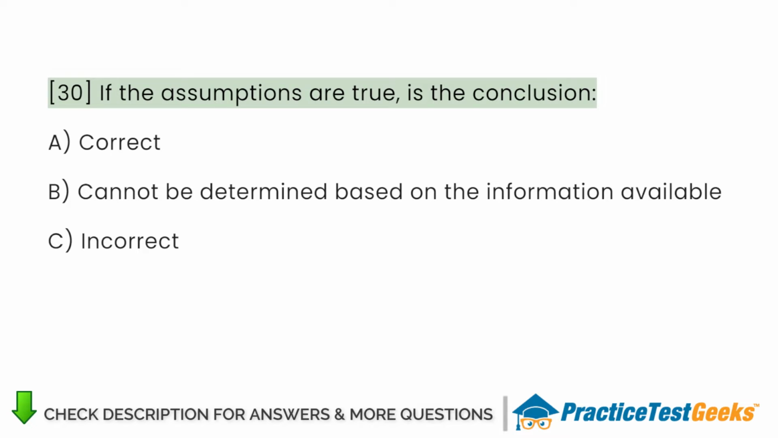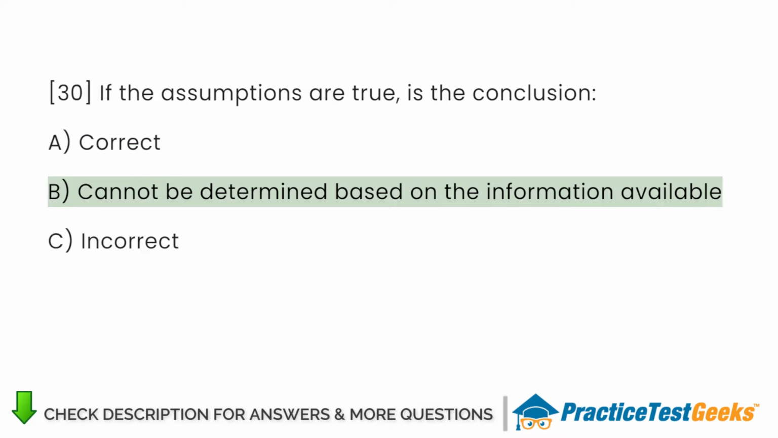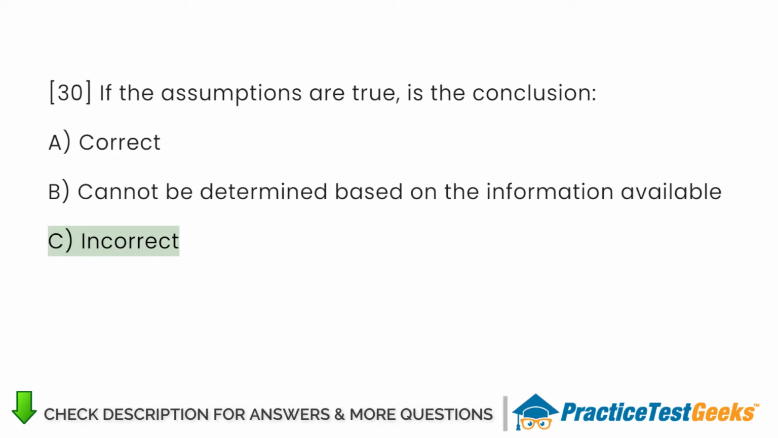If the assumptions are true, is the conclusion A. Correct. B. Cannot be determined based on the information available. C. Incorrect.